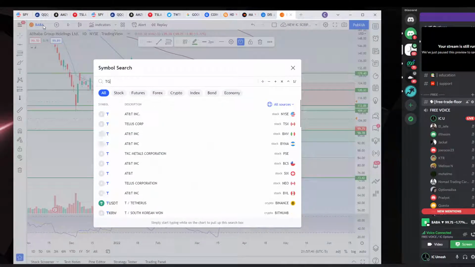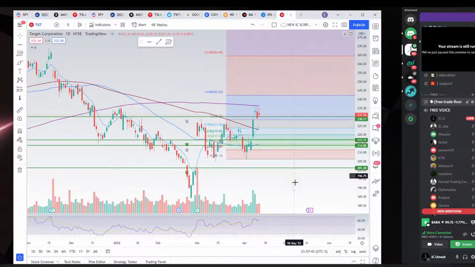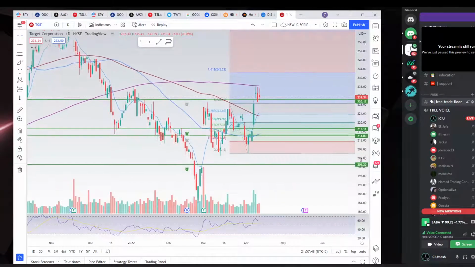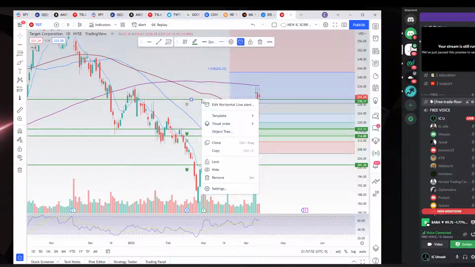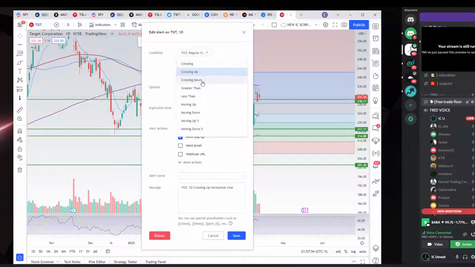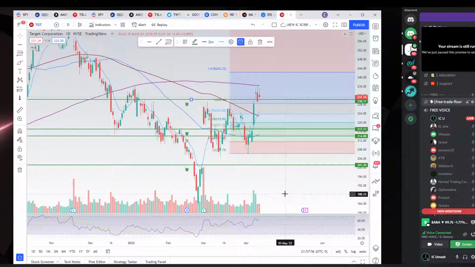Target is not at the bad spot either. Target is holding on to this 230. I have my alert set on this one. It came really close today. No, it actually did not alert me. So there you go, 230. But anywhere between 228 to 230, if you get an entry on this one, I think it'll be really nice.